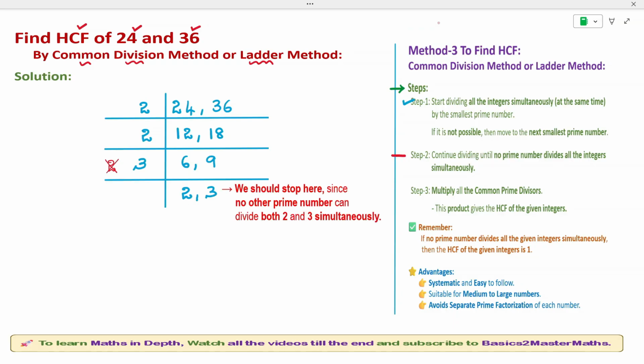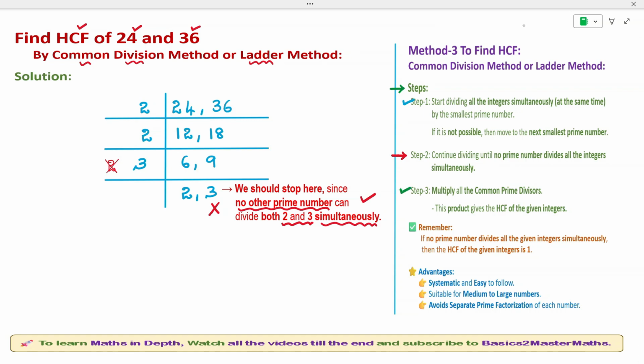Observe here, as per step 2, we should stop here since no other prime number can divide both 2 and 3 simultaneously. Got it?